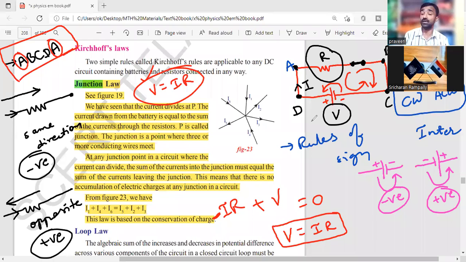Just try to understand the examples given in your textbook on page numbers 197 and 198, right? If there is any confusion, we'll discuss tomorrow. We'll complete this loop law by tomorrow. If possible, electric power and load also I will complete tomorrow.